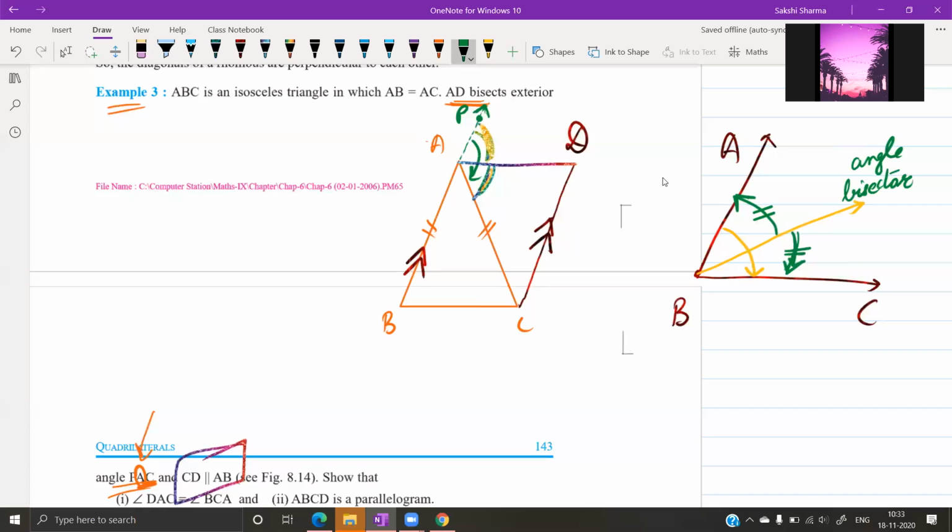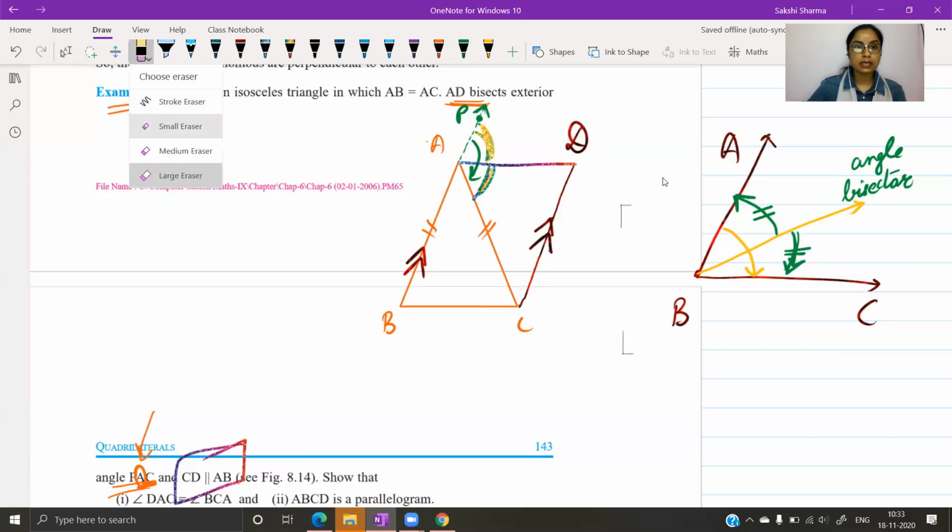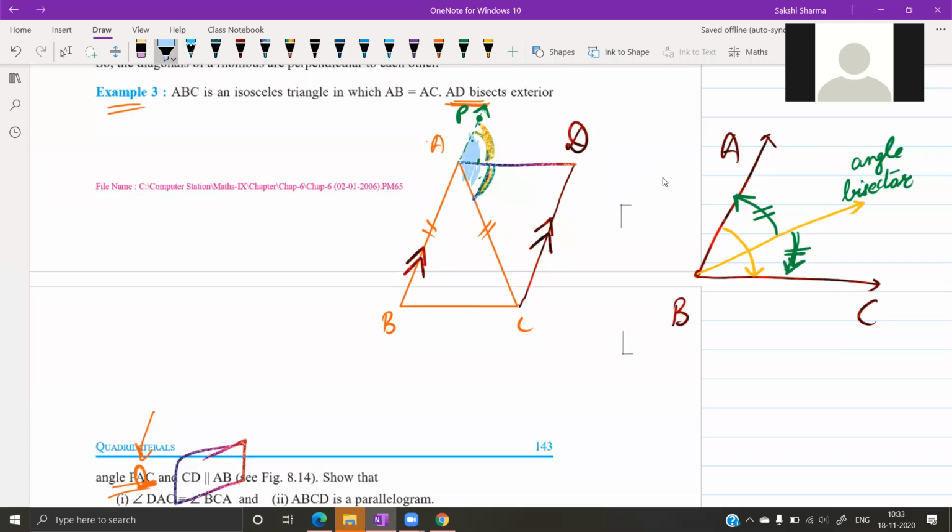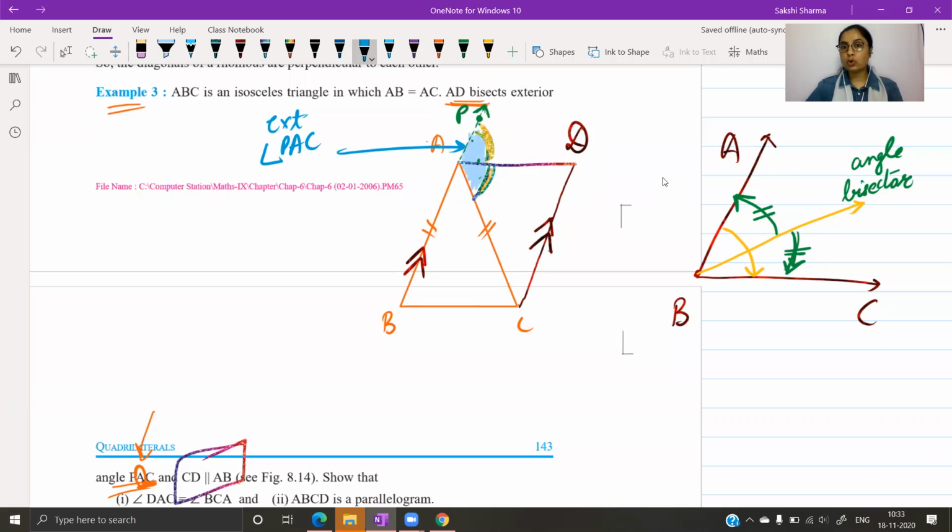Okay, ma'am. So right now the exterior angle PAC has been bisected into two equal parts. I would just like to show that again. This was the exterior angle. This whole thing is your exterior angle. You can now see its two parts, 1 and 2. These two parts are equal. Does that make sense?